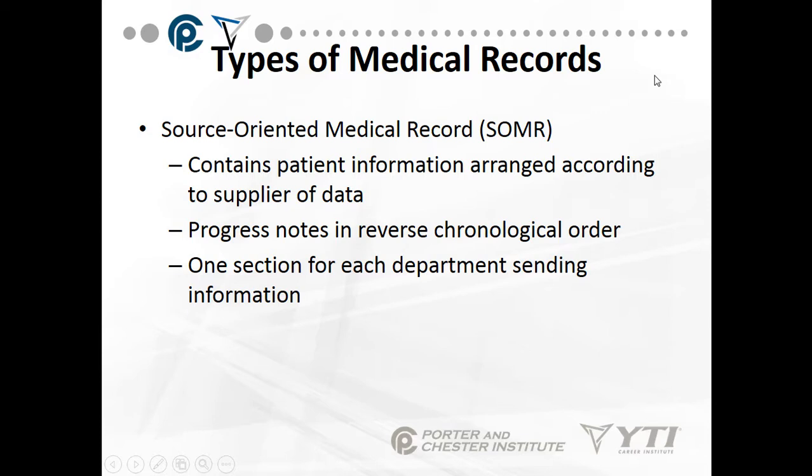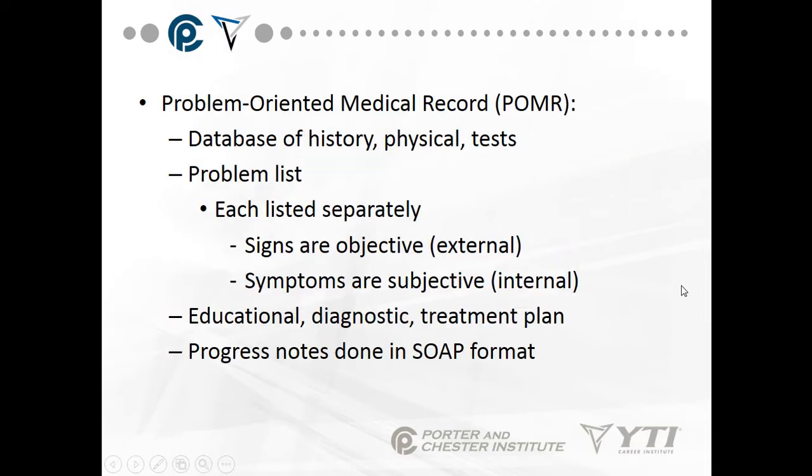Types of medical records. We have source-oriented medical records, or SOMRs, and this contains patient information arranged according to the supplier of data. So if the lab came in first, well, that's on top, and then imaging, and then another doctor's office. So it contains information arranged according to supplier of data. Progress notes are in reverse chronological order, and there is one section for each department sending information.